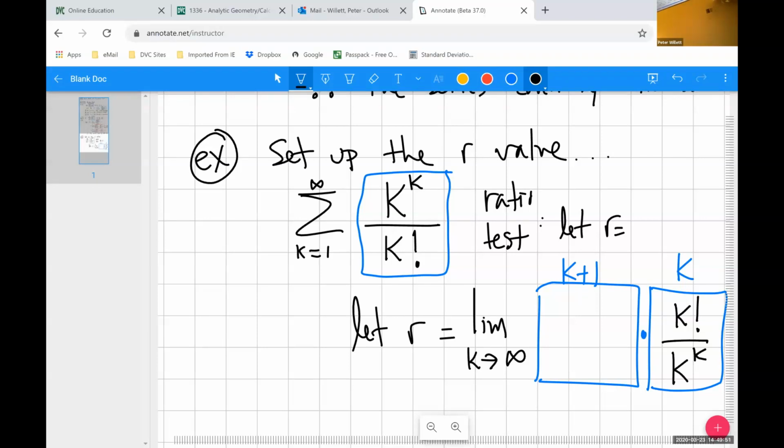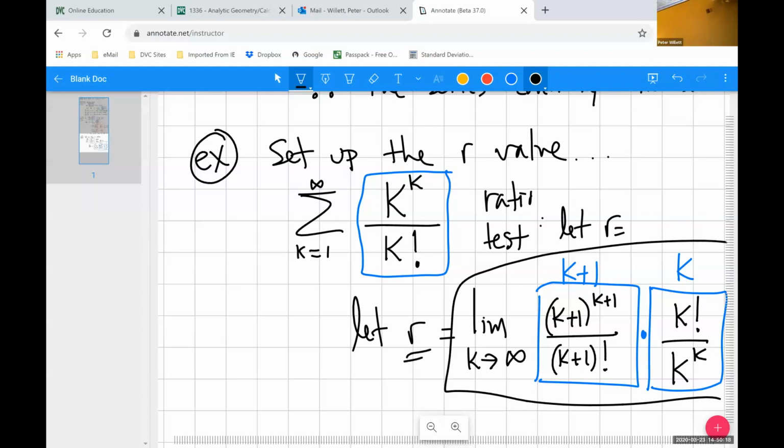So for the k plus 1, I make the same fraction and I replace every k with a k plus 1. So over this one, I would do k plus 1 to the k plus 1. And then on the bottom, I would do k plus 1 factorial. Then I'd be trying to evaluate this limit to determine my R value. Questions about that setup for the R value?